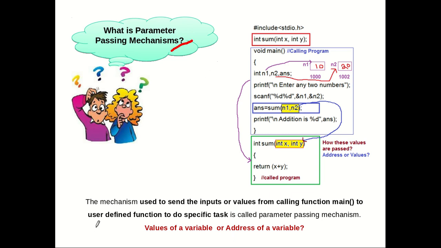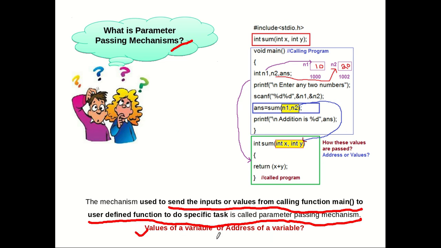The parameter passing mechanism is used to send inputs or values from a calling function, that is main, to a user defined function to do some specific task. So we have two choices here. As I said already, either I can pass values or I can pass an address.